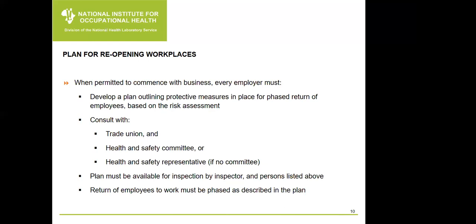The employer must consult with the trade union, if applicable, at the workplace, and then the health and safety committee, or if there's no committee, then the health and safety representative. So this must be done as a team effort. What we've really seen since last year, and I think many people will agree with me on that, is that if you've got a workplace where there's transparency, where employees don't get the idea that employers are hiding facts from them, then it's very easy to get the cooperation of everybody.